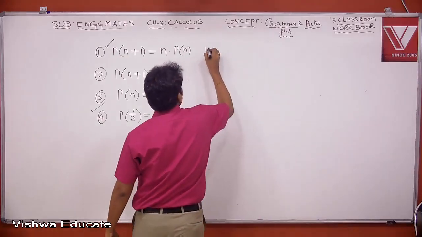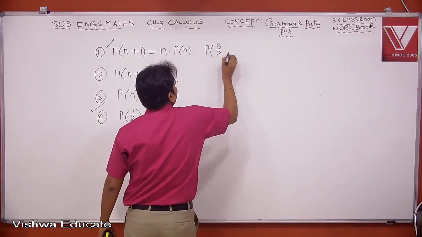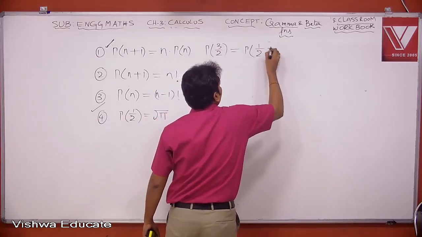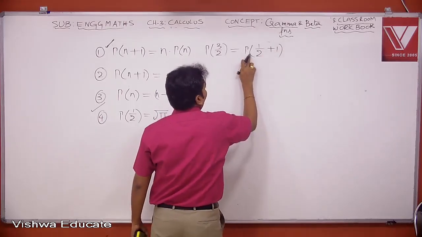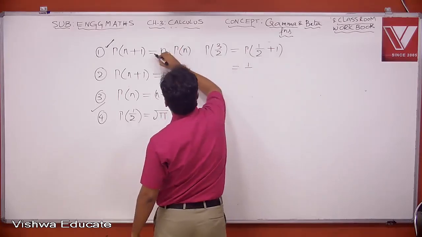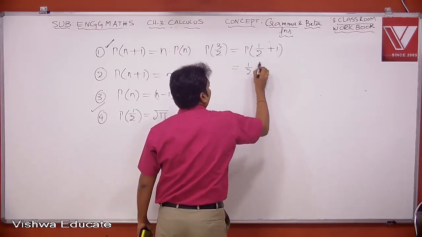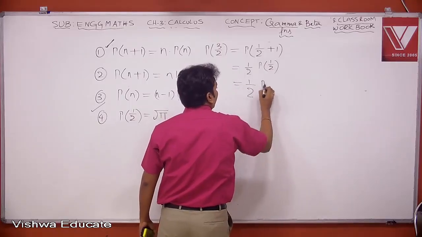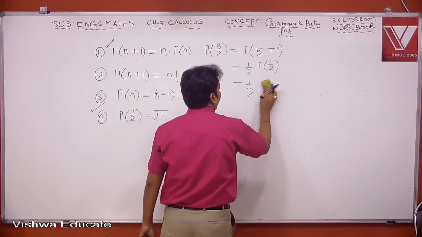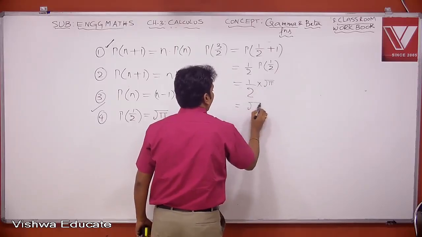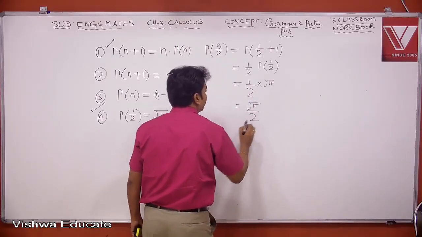Suppose I want gamma of 3 by 2. This 3 by 2, we can write it as 1 by 2 plus 1. Now this is in the form of gamma of n plus 1. So n value is 1 by 2. Apply this result, we get half into gamma of 1 by 2. So this is 1 by 2 into gamma of 1 by 2, which is square root of pi. So therefore the value is square root of pi divided by 2.